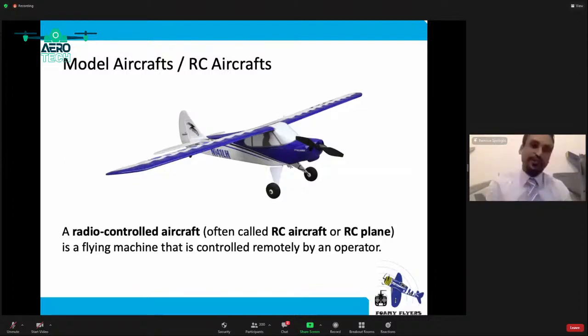And the other thing is, when you talk about a model aircraft, it can be a static model aircraft. It can be sitting on your cupboards so that it looks nice. But we are particularly talking about an aircraft which can fly. So it's not a static aircraft. It's basically an RC aircraft. RC in the sense that it's a radio controlled aircraft.